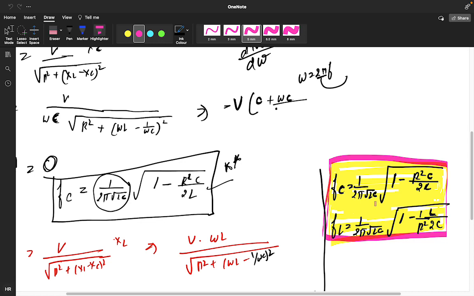So now we are moving towards the tank circuits and all. Parallel resonance is left.